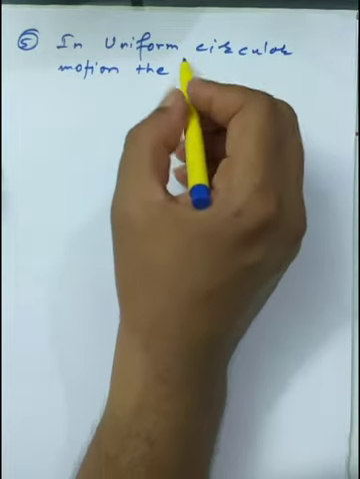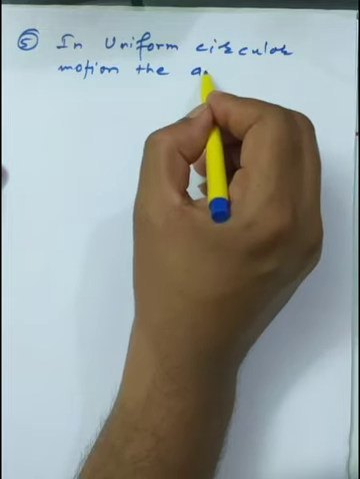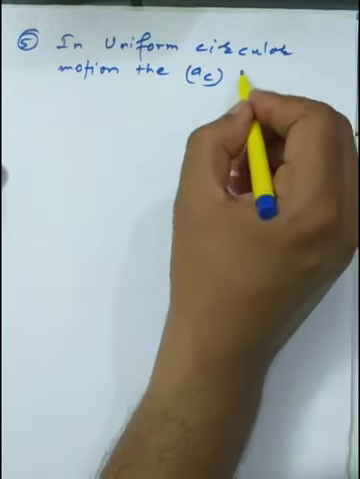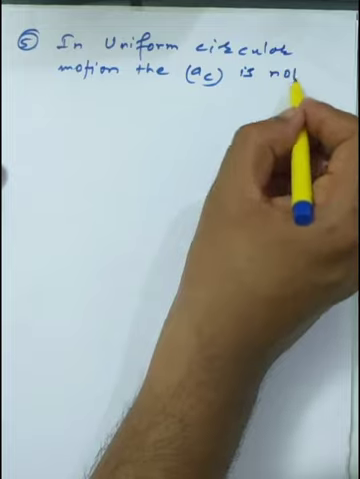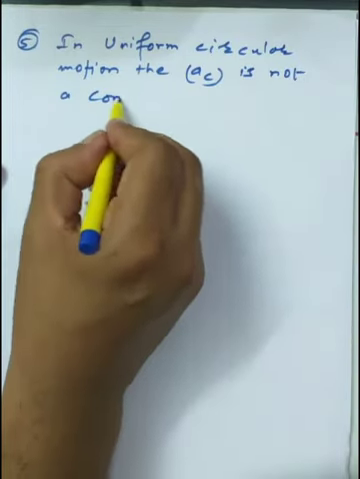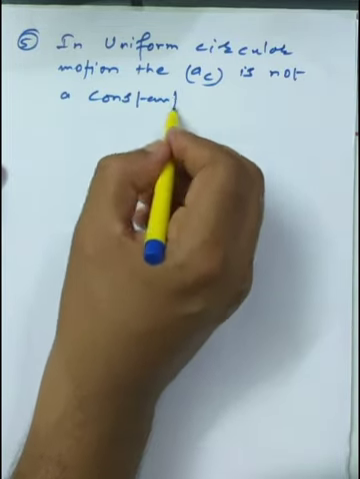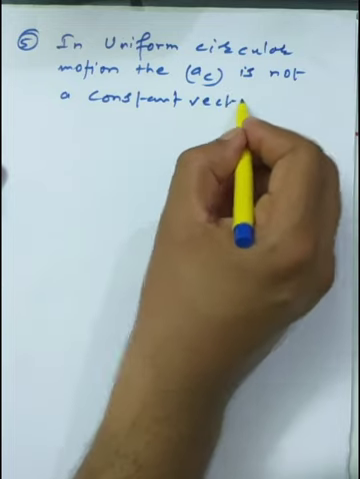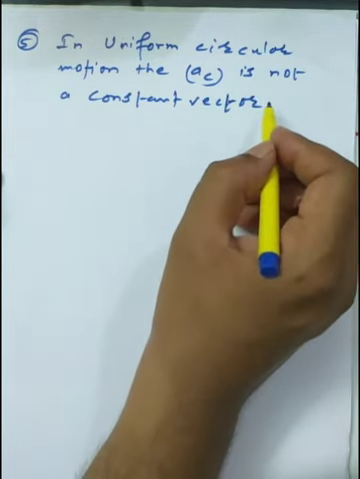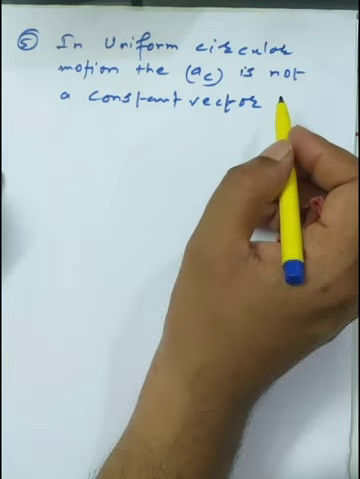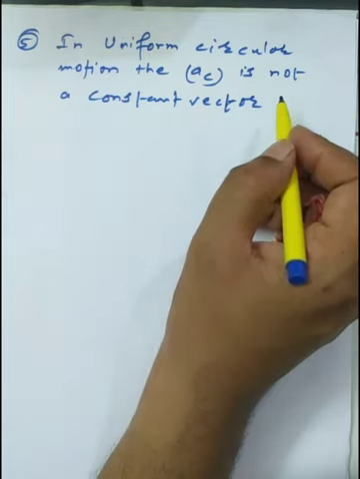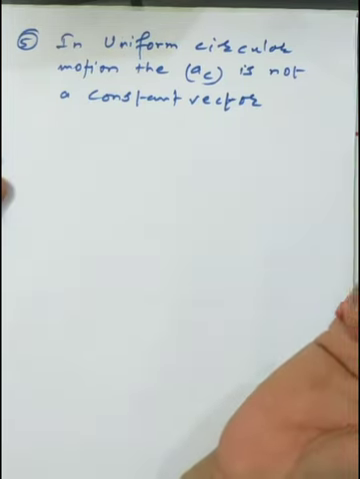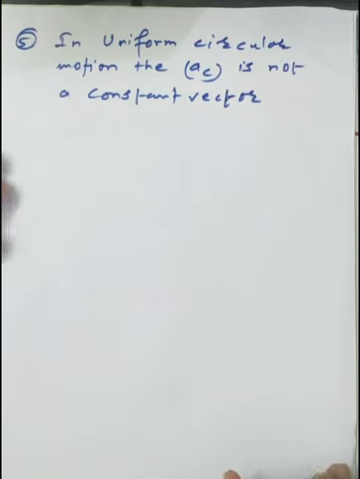Now in uniform circular motion, the centripetal acceleration, AC, is not a constant vector. This is another fact we have. These are the general points of uniform circular motion, so we have discussed some of the topics in uniform circular motion.